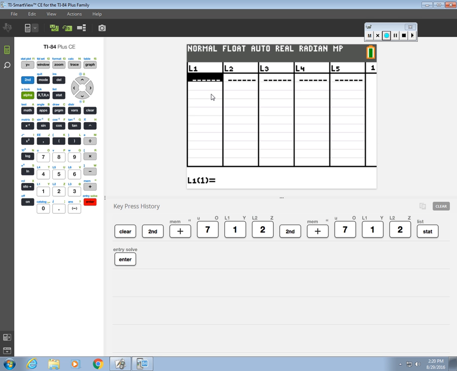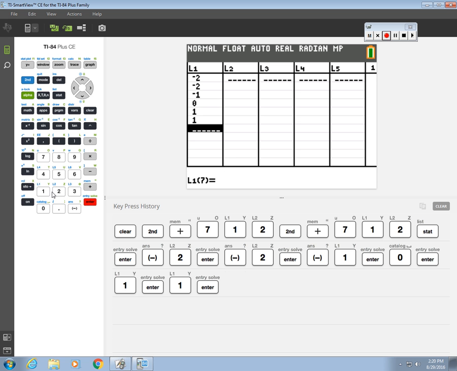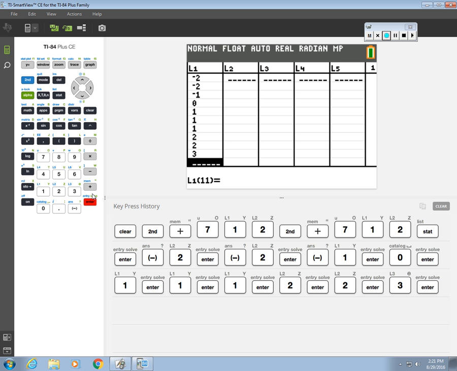Okay, so what are our x values? Negative 2, negative 2. Remember, we're still on number 3, but since we found the line of best fit by hand, now we're going to use the calculator to see how close we were. Negative 1, then 0, and then 1, 1, and then 2, 3. Okay, those are all your x values for the table in problem number 3.